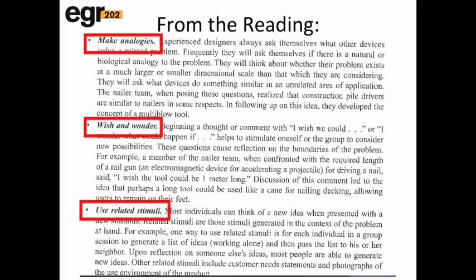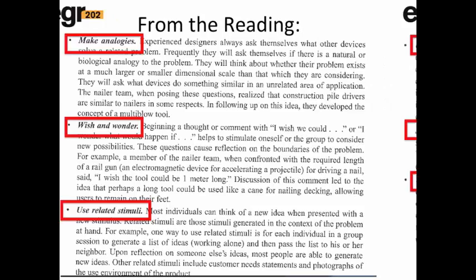So from the reading you did in the PDF that you should have done by now, or at least hopefully will right after this, there are some other techniques to jar your brain loose. So if you get stuck in brainstorming, you can do something called make analogies. I'm not going to read all the paragraphs, but just the topics. Make analogies, wish and wonder, and user-related stimuli. Read these and use them when you're brainstorming.